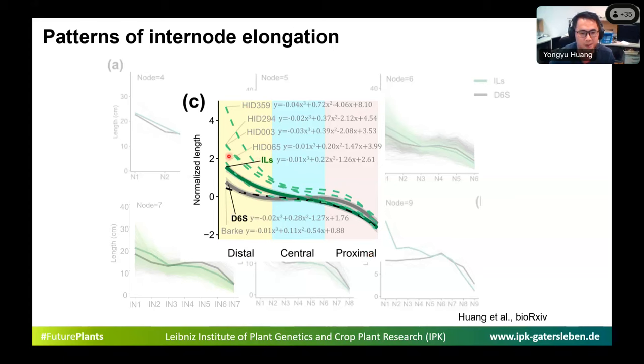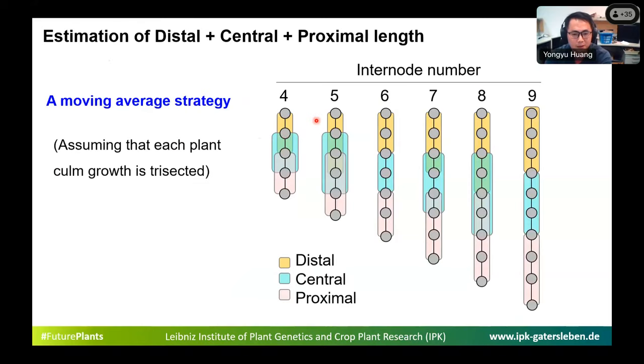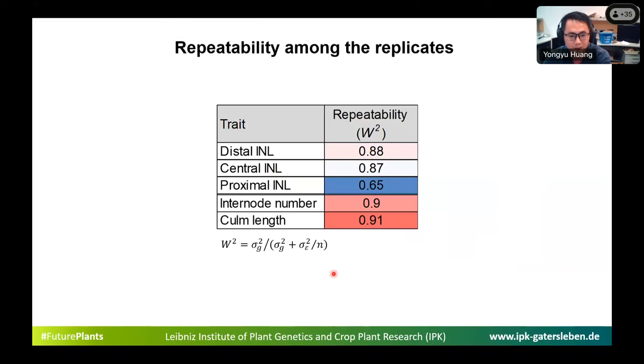Another interesting observation is that between the two populations, in this GWAS population, the diversity six-row, tends to have longer proximal internodes, whereas in the wild barley introgression lines, it has longer distal internodes. With this information, I can apply a simple strategy to estimate the length of distal, central, and proximal internodes. This was nothing but a moving average strategy. With this approach, we were able to then compare the variations of distal, central, and proximal internodes. And here is the repeatability among the replicates in this wild barley population, which is quite high, except for the proximal internode, which is 0.65, but I think it's still good enough for the next genetic studies.